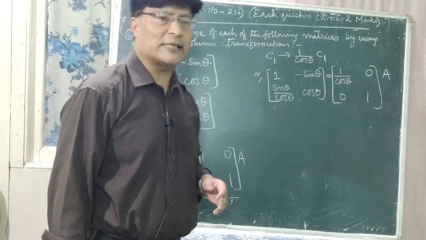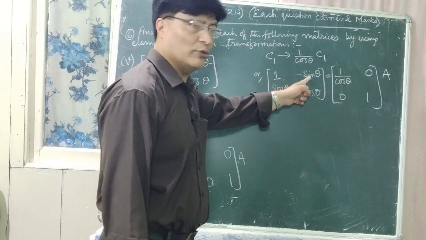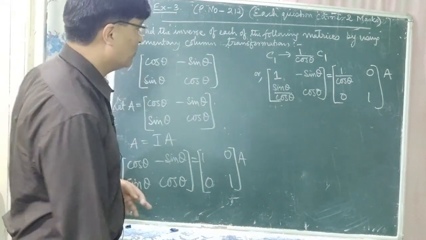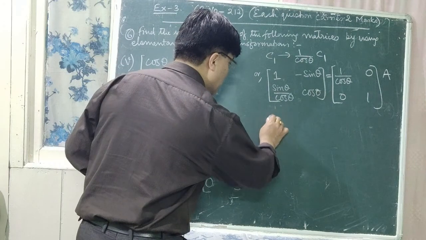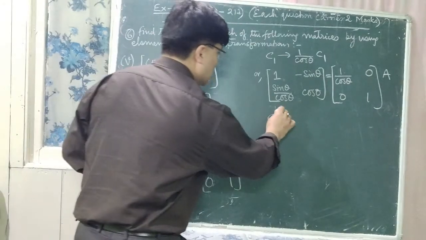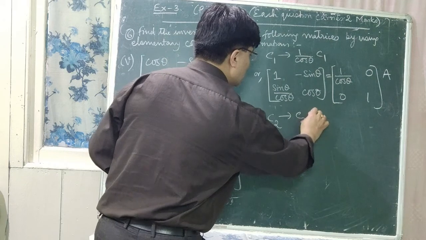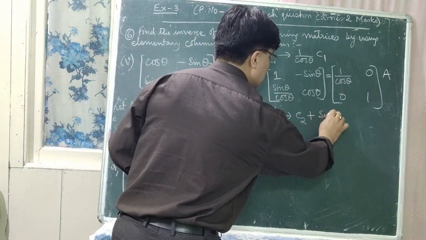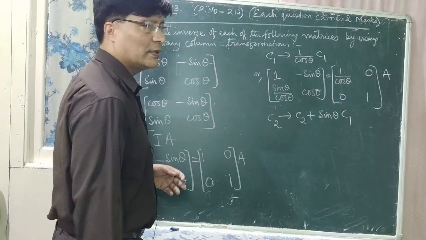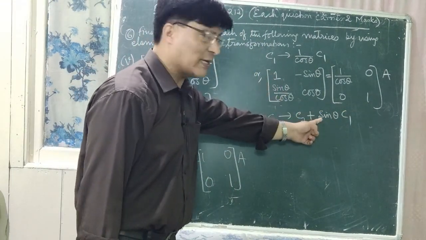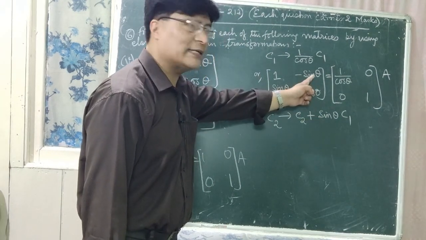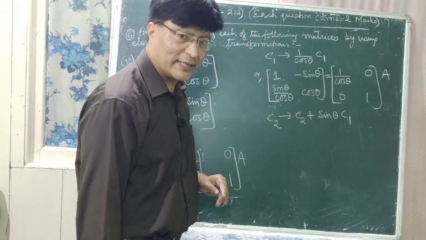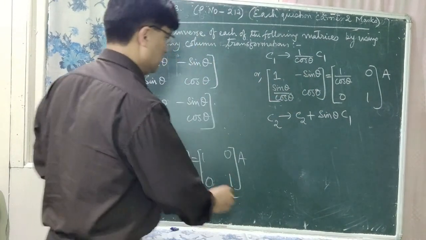Now what will you do in the next step? Now you have to make this 0. This minus sin theta should be made 0. So how can you make it 0? You have to use column transformation. So C2 is equal to C2 plus, what will you write? Sin theta C1. That is, this one should be multiplied by sin theta, and it should be added to column 2, right? Then it will be 0.